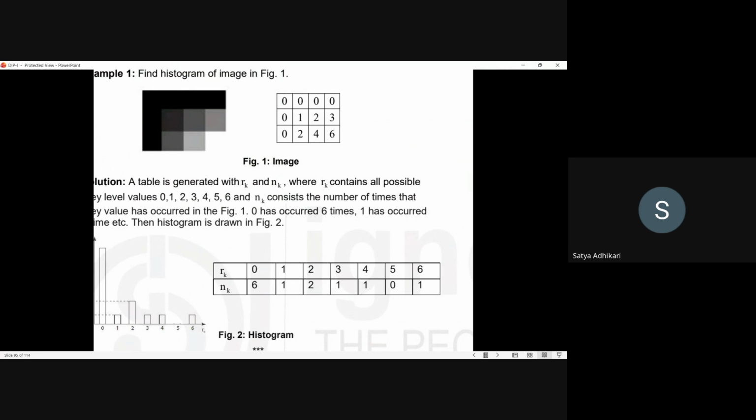The black color, because 0 occurred the maximum number of times, 6 times, and 1 once, 2 twice. So accordingly, the histogram is drawn or constructed. So from the histogram, we will get a rough idea about the image, the gray level values, how many pixels contain a particular gray level value.